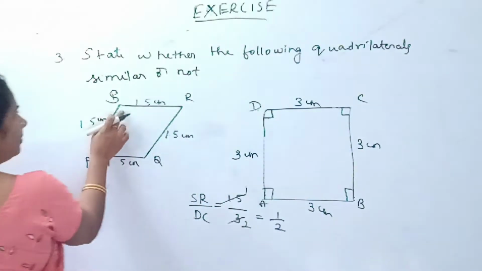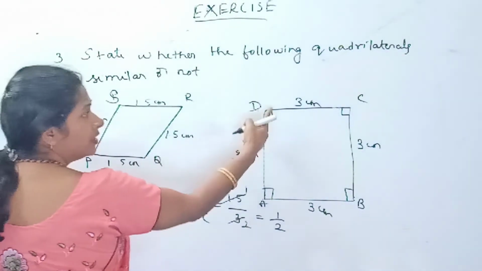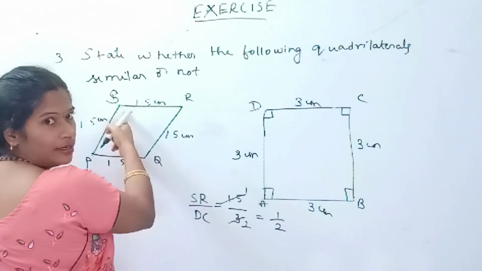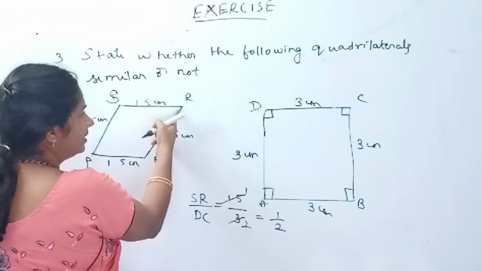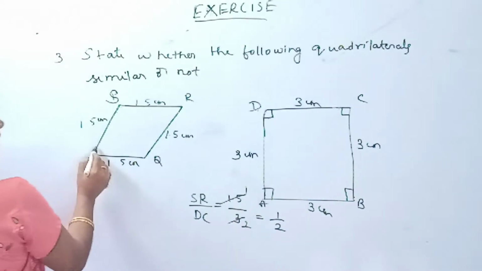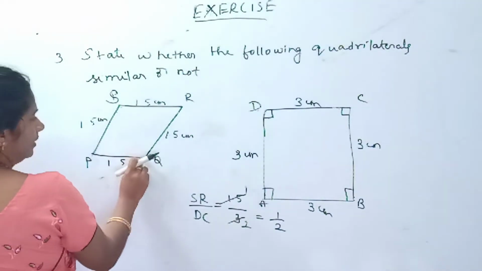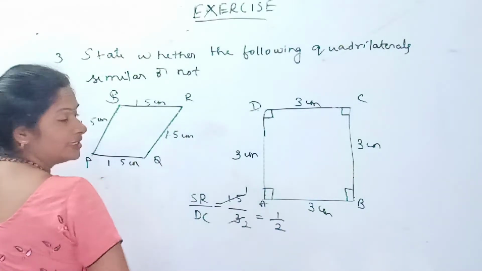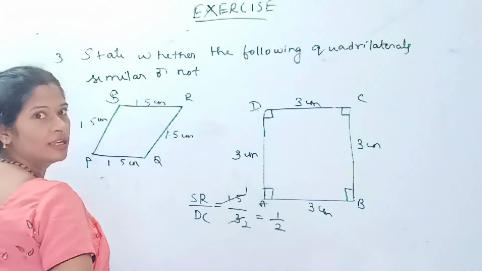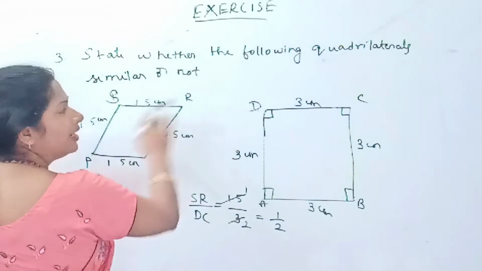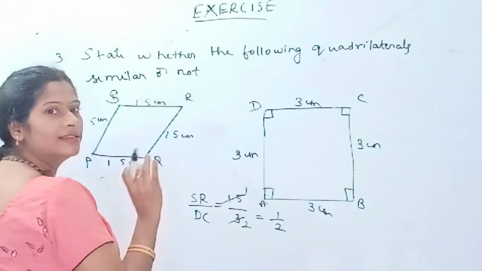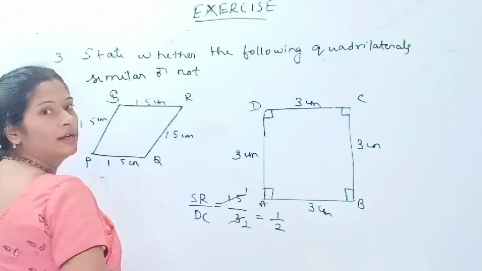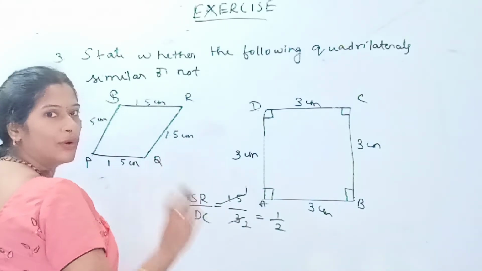Angle D should be equal to angle S. See here it is 90 degree, but you will not get 90 degree in S. By looking at the diagram itself, you can say. Now here it is less than 90 degree. Angle Q is greater than 90 degree. Angle R is less than 90 degree. Angle S is greater than 90 degree. So corresponding angles are not equal. So what is your conclusion? These two quadrilaterals are not similar.